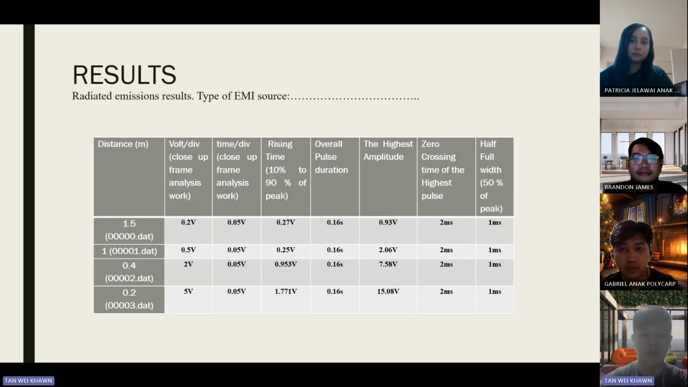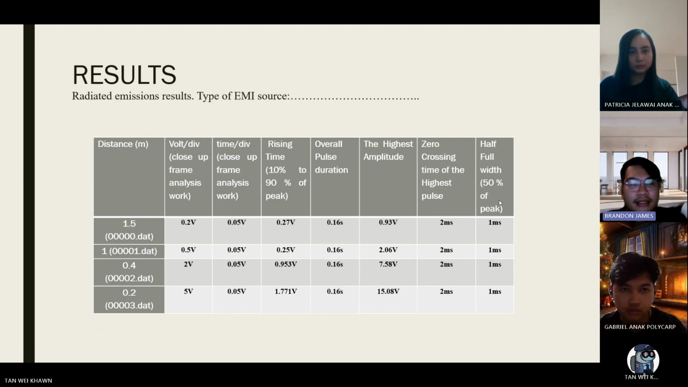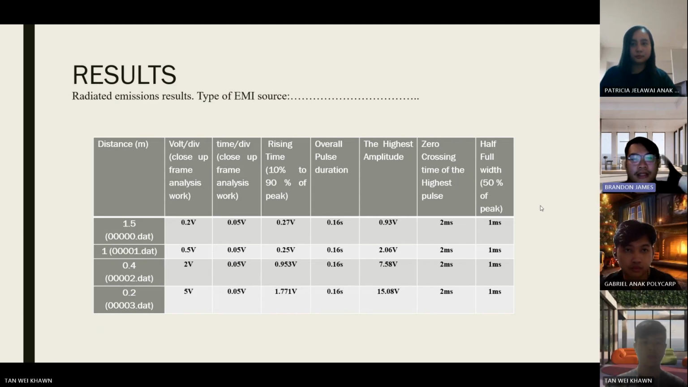Okay, next, Brendan. This is the radiated emission result taken from the data that Zikri has sent to us. We use MATLAB to get this data. The data has four different distances: 1.5 meter, 1 meter, 0.4 meter, and 0.2 meter. From the data, we can see the shorter the distance, the higher the amplitude.